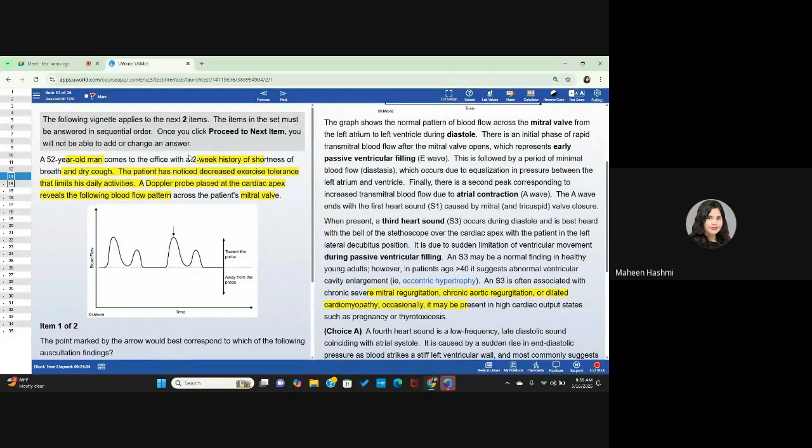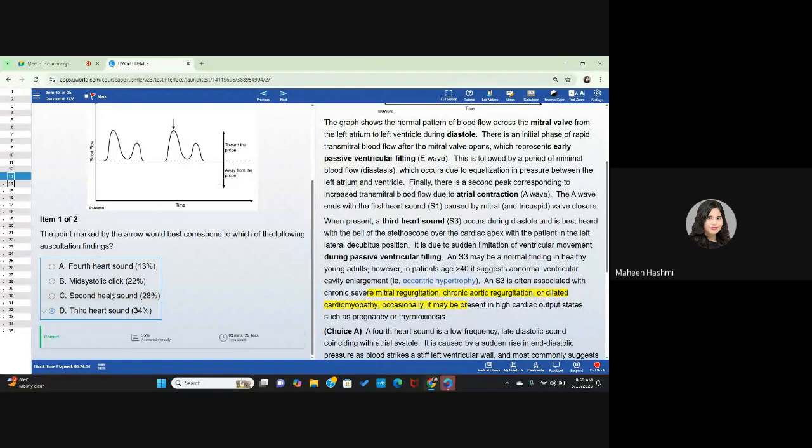And then they said it was only for 2 weeks. Mitral stenosis takes a lot of time, years and years, to develop. It cannot occur in 2 weeks, so it has to be mitral regurgitation. So even if we don't know what's happening in this, if we just see this four-line description, we can figure out, oh, they're talking about mitral regurgitation. In mitral regurgitation, the third heart sound occurs. All right. Clear?